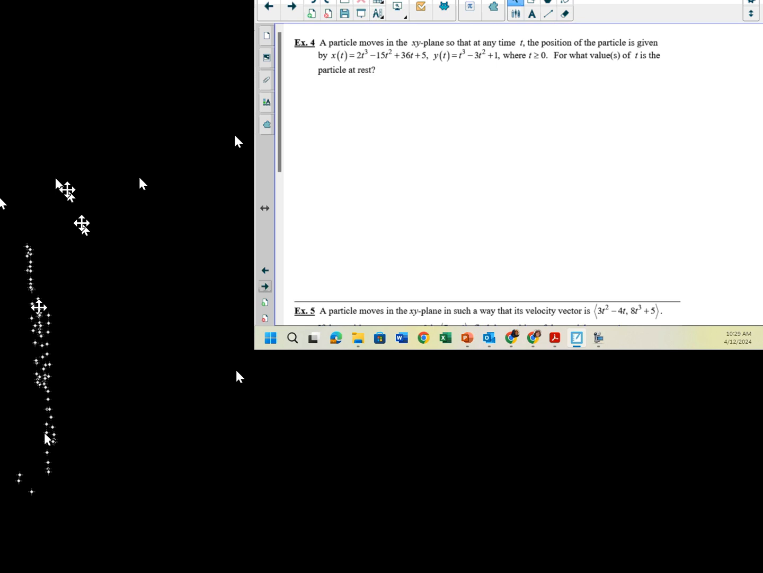The next one says a particle moves in the xy plane so that the position is given by x of t and y of t, where t is greater than or equal to 0. For what values of t is the particle at rest? Talk to your partners.